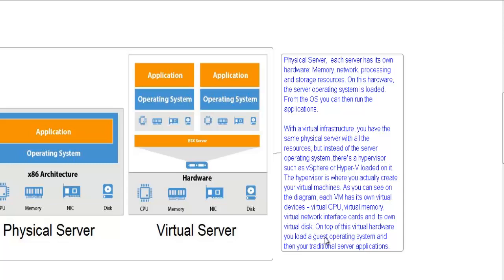With virtual machines, you have the same physical server with all the resources, but instead of a server operating system, there is a hypervisor such as vSphere or Hyper-V loaded on it. The hypervisor is where you actually create your virtual machine. As you can see on the diagram, each VM has its own virtual devices: virtual CPU, virtual memory, virtual network interface card and its own virtual disk. On top of this virtual hardware, you load a guest operating system and then your traditional server applications.